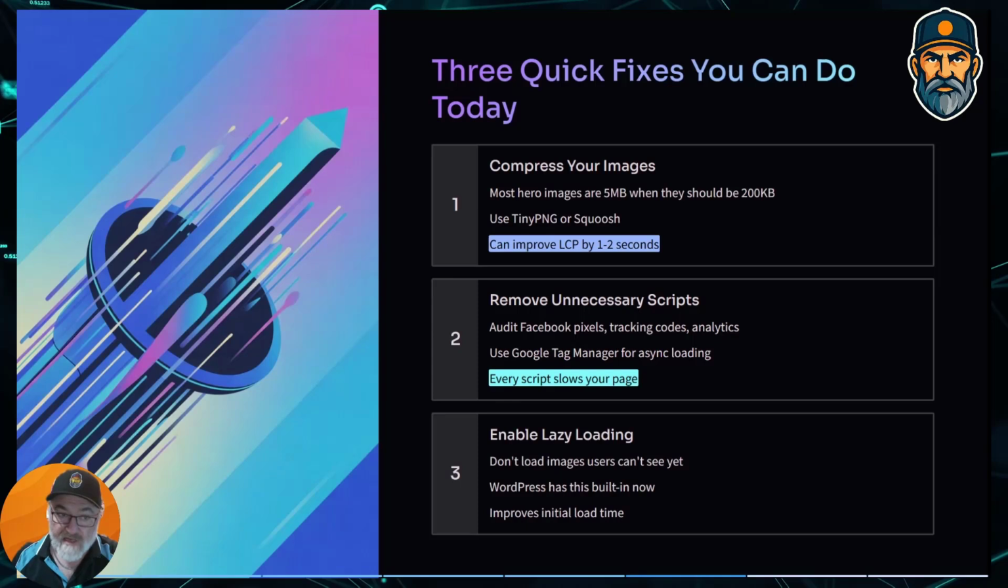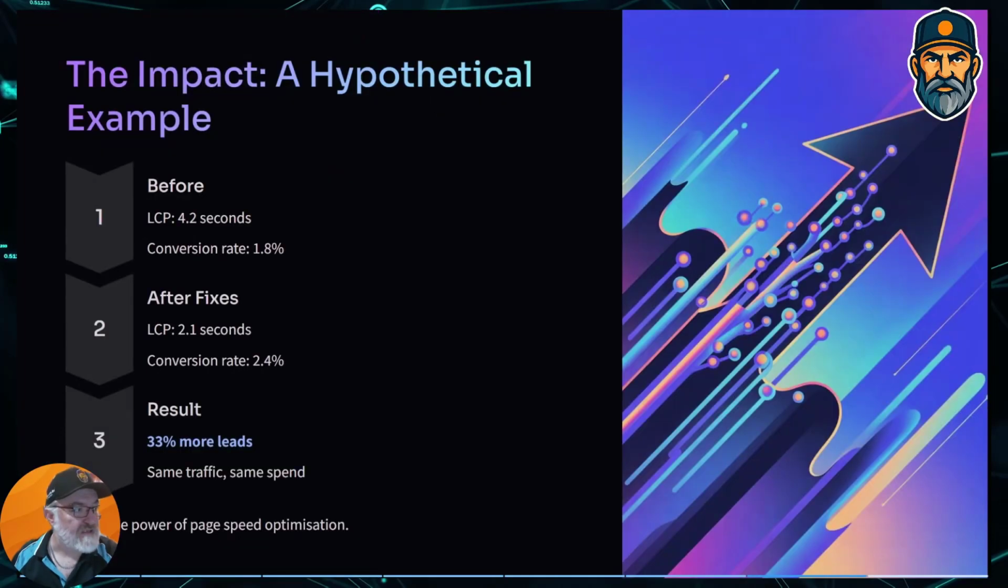As a hypothetical example, imagine implementing all 3 of these fixes and going from 4.2 seconds to 2.1 seconds. Your conversion rate will suddenly jump from 1.8% to 2.4%. Same traffic, same ad spend, 33% more leads. That's the impact of page speed. Oh, sorry, and there's the example. I forgot to put the screen up.